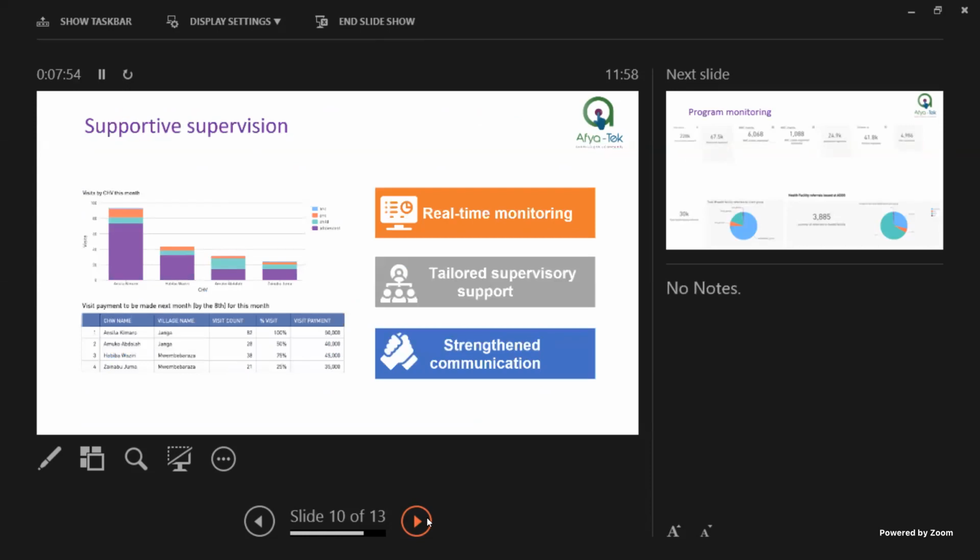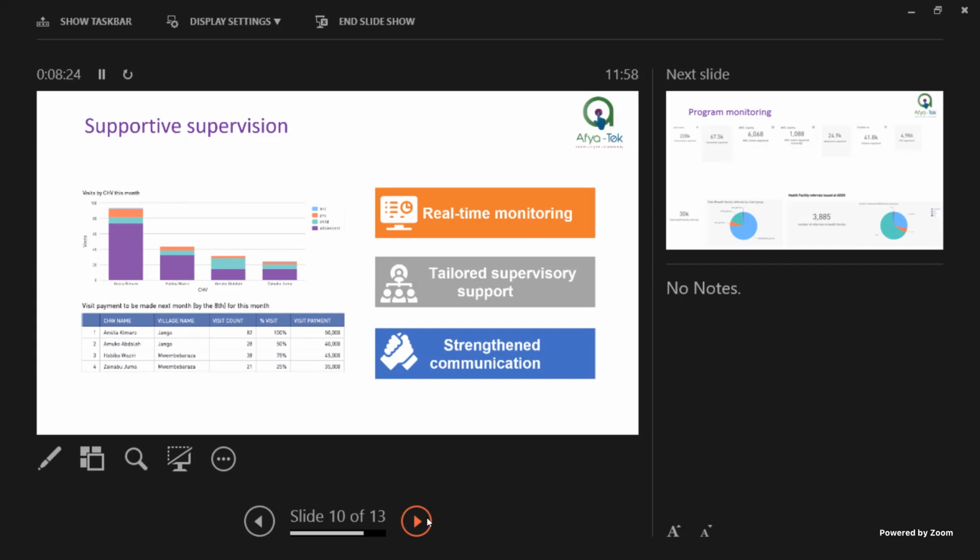Yeah, so here's also an example of how we can see the supportive supervision taking place in the district. We have these community health workers, and then we can see, of course, how they are doing their visits. For example, you can see the first one, Ansila Kimalo. You see that she has done almost more visits for the adolescents compared to others. So this is just real-time monitoring of what is happening.